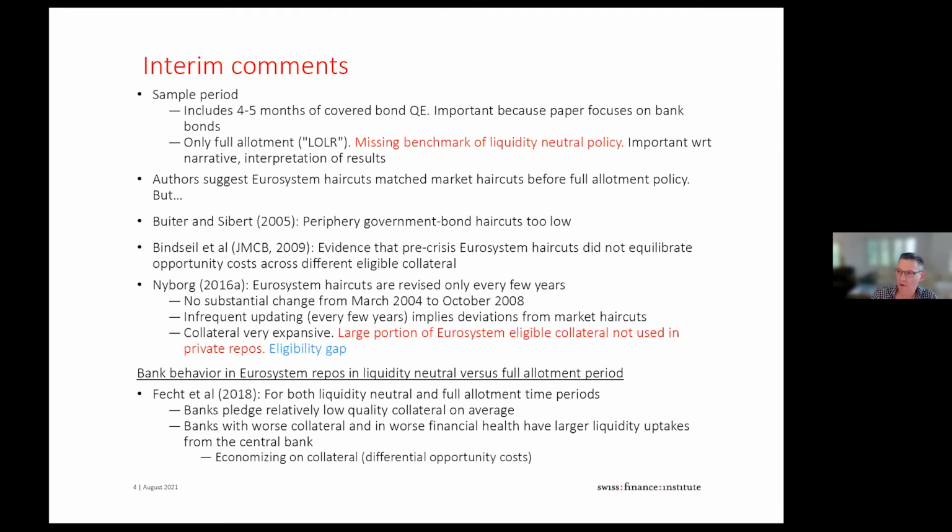Now, if you look at bank behavior with respect to pledging collateral before and after full allotment, you will find that it's very similar. This is actually done in the paper I've tested out. What they show is that for both the liquidity neutral and full allotment time periods, banks pledge relatively low quality collateral on average. They also find that banks with worse collateral and in worse financial health have larger liquidity uptakes from the central bank before and after full allotment. So there's no real qualitative effect in the behavior of banks before and after. They economize on collateral because these have different opportunity costs, because there are haircut gaps and eligibility gaps. But the full allotment exacerbates the issues because there's more money at stake, more collateral at stake.